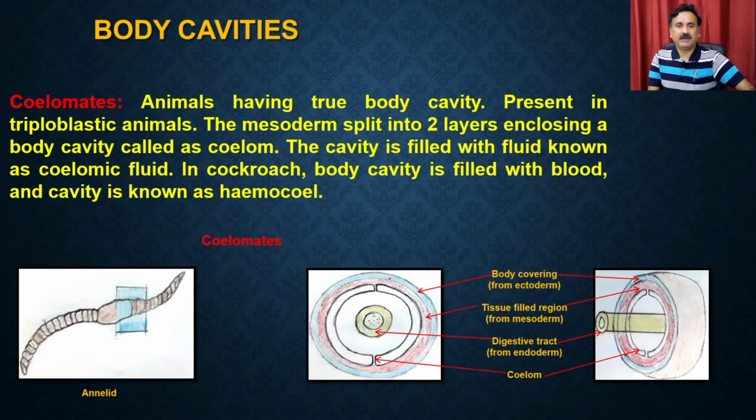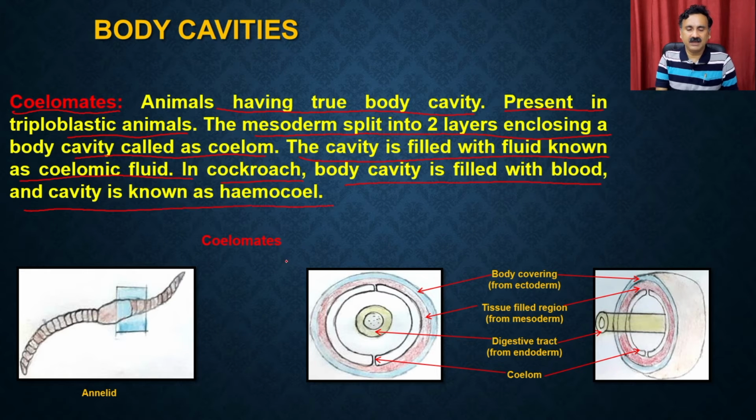And then we have the coelomates, and the coelomates are the animals which have the true body cavity present in the triploblastic animals. The mesoderm splits into two layers enclosing a body cavity called the coelom. The cavity is filled with the fluid known as the coelomic fluid. In cockroach, the body cavity is filled with blood, and the cavity is known as the hemocoel.